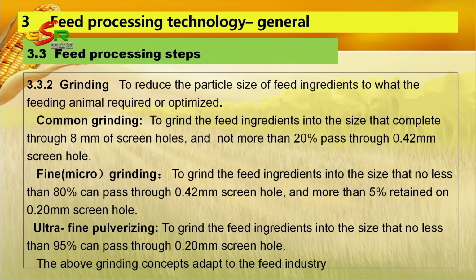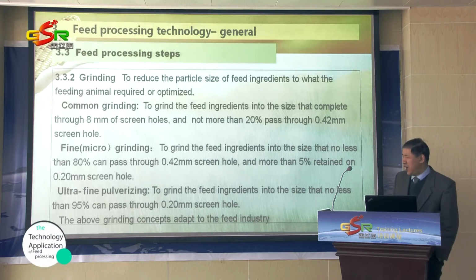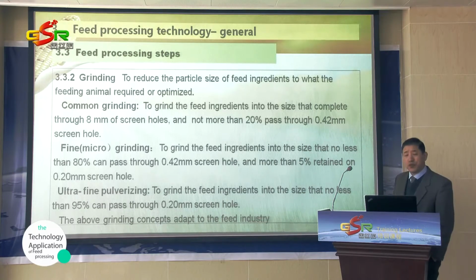And the next one is ultra fine pulverizing. It is to grind the feed ingredients into a size that no less than 95% can pass through 0.2 millimeter screen holes. That's a special, even finer grind. This is used to produce special aqua feed, such as shrimp feed, eel feed, and many kinds of special fish feed.